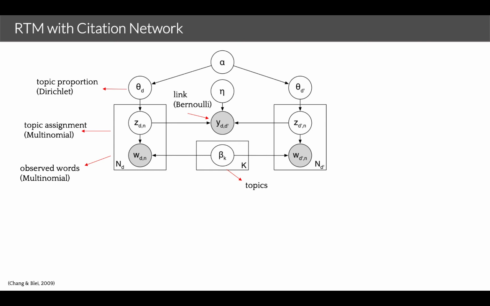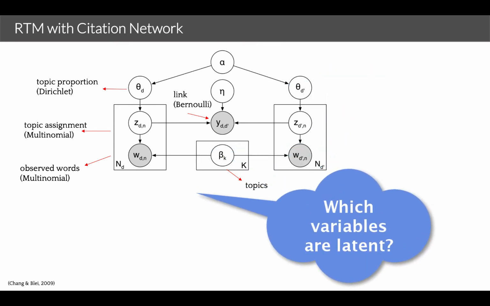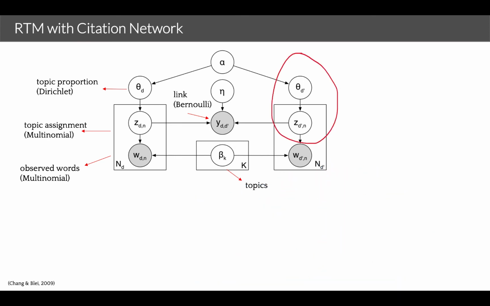The RTM model with citation network is illustrated here between two documents. So we have link variable y indicating whether these two documents are linked. And this model actually captures both the words, topics, and the link structure. In this model we have two latent variables: theta, remember, the topic proportion, and zeta, the topic assignments.